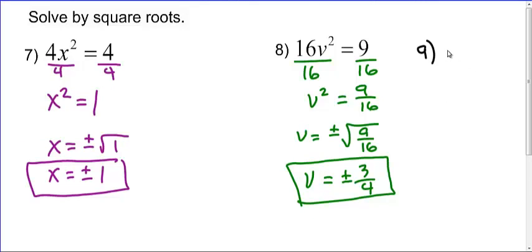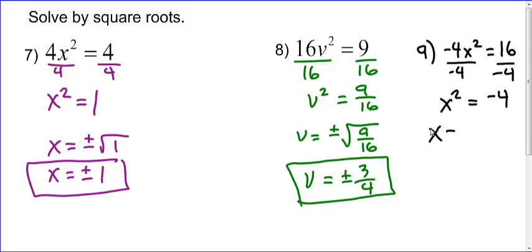Let's say I had -4x squared equals 16. So write this one down, follow with me. This is an important one to consider as well. Divide both sides by -4. So x squared equals -4. So x equals plus or minus the square root of -4.